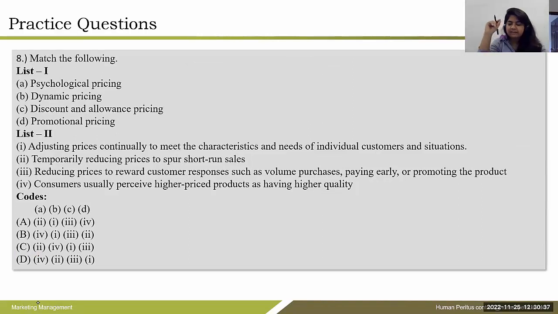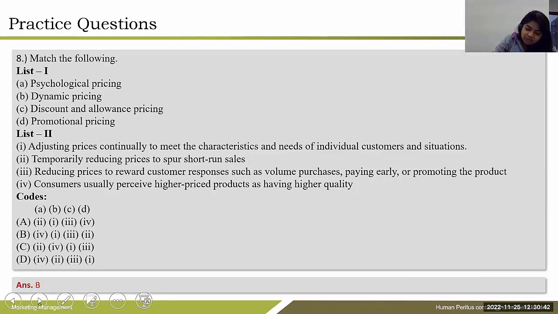This is kind of easy. Correct answer, Roshan. I just checked for promotional pricing D, and I checked promotion is when you're giving offers. So temporarily reducing the prices for short run sales. D is equal to 2. So D's 2 is only at D. So I just did this and I got the answer.